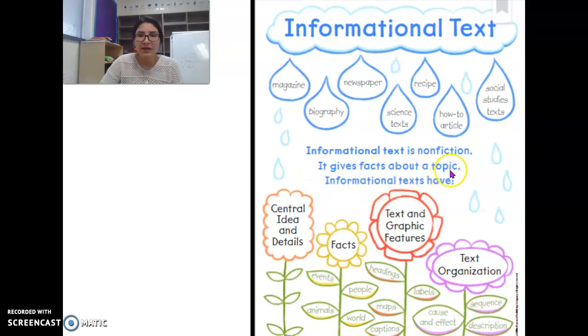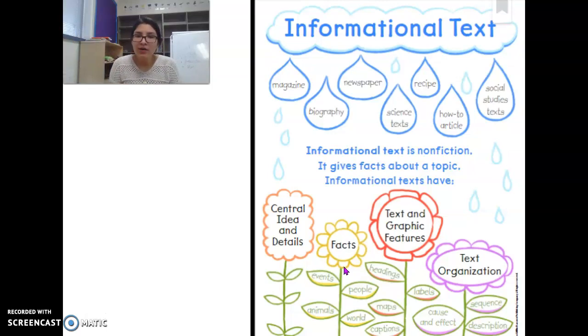It gives facts about a topic. Informational texts have central idea and details, facts, text features, and text organization, okay? We will go over central idea and details a little bit more here in just a few minutes, but facts are true. They're real information, okay? So for example, when you go to the beach, what do you see? You see water, correct? Okay, whenever it is sunny, that means the sun is out, right? That is true. Those are facts, okay?